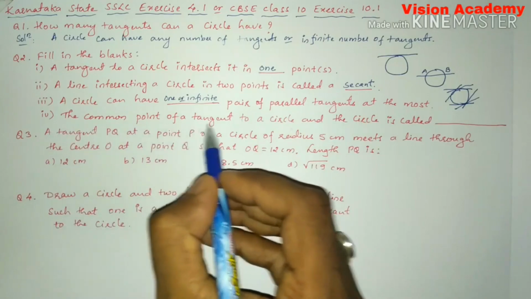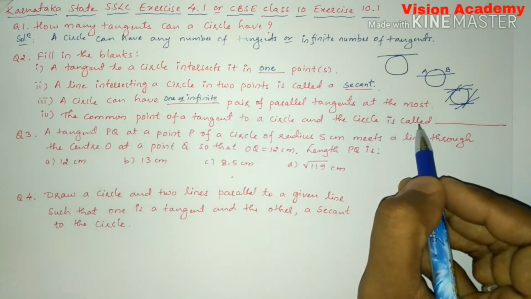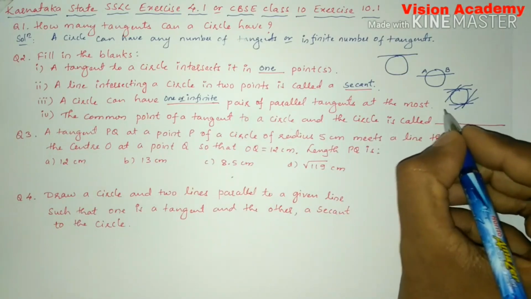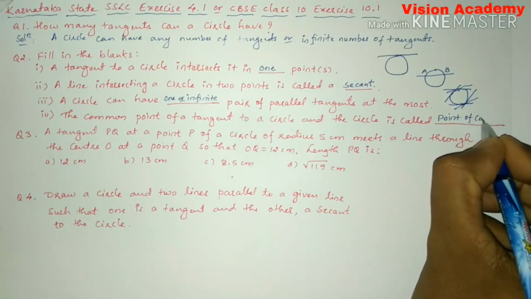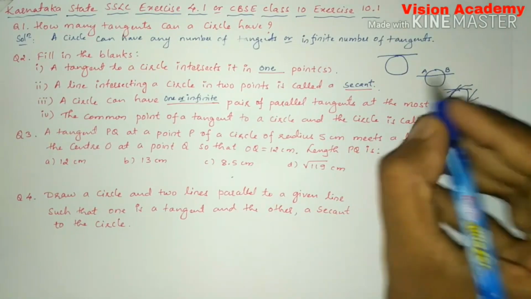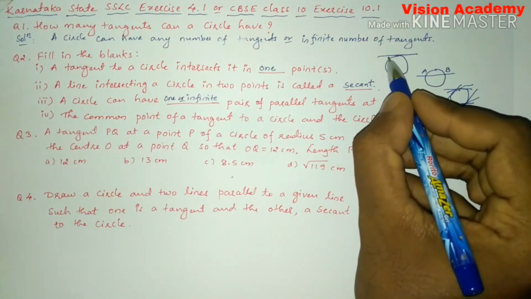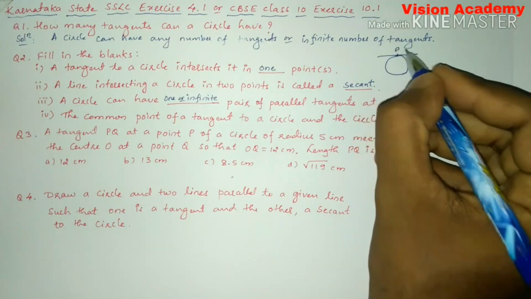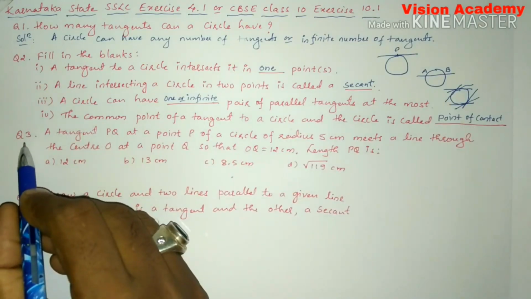Now let us move on to Roman number 4. The common point of a tangent to a circle and the circle is called the point of contact. Here in the first figure you can see a circle drawn with the tangent and this point. Let us write this one as P. So this point is called as point of contact.